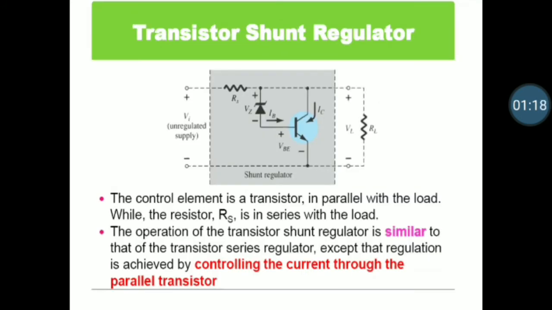So the position of the shunt regulator's control element is very important. Here the transistor acts as a control element in parallel with the load, whereas in the series regulator it is different. The resistor in this shunt regulator is in series with the load. The operation of the transistor shunt regulator is similar to that of the transistor series regulator, except that regulation is achieved by controlling the current through the parallel transistor.